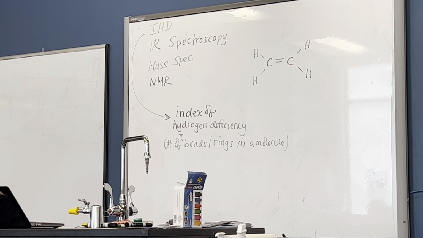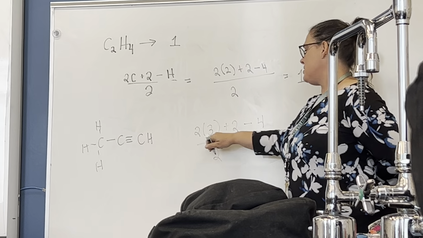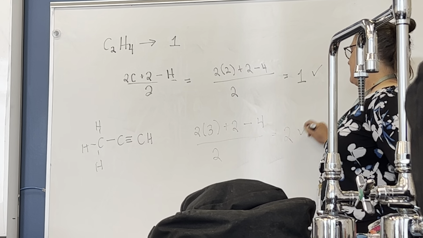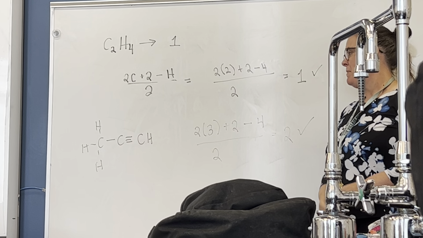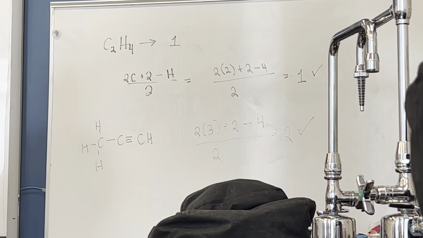So if we didn't mess up, we're going to take 2 times 3 plus 2 minus 4, divided by 2. 6 and 2 is 8, minus 4 is 4, divided by 2. It's not bad, right? The problem is that you learned quite a few different functional groups in your travels through organic chemistry, and I think you should be able to name some functional groups that contain atoms that are neither carbon nor hydrogen.